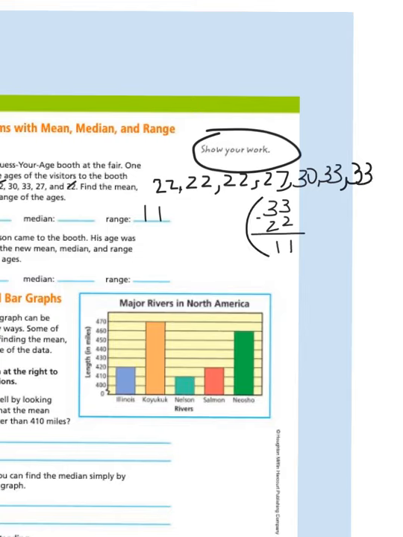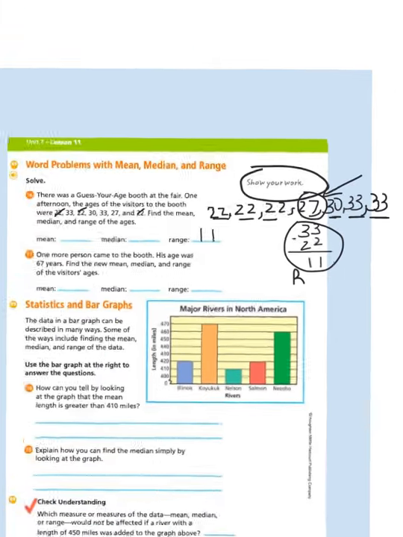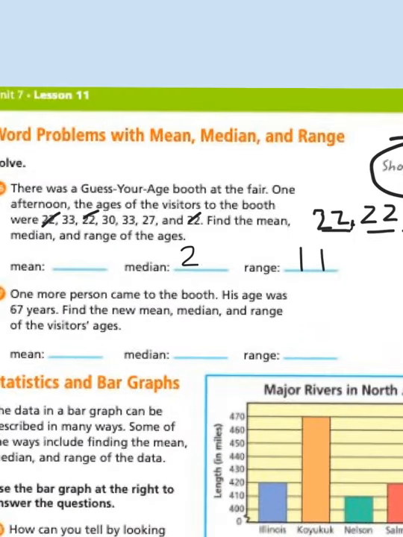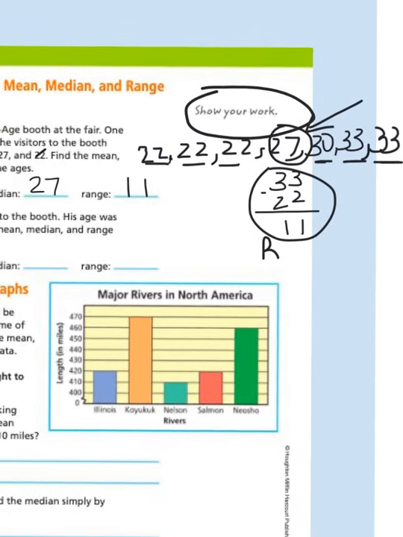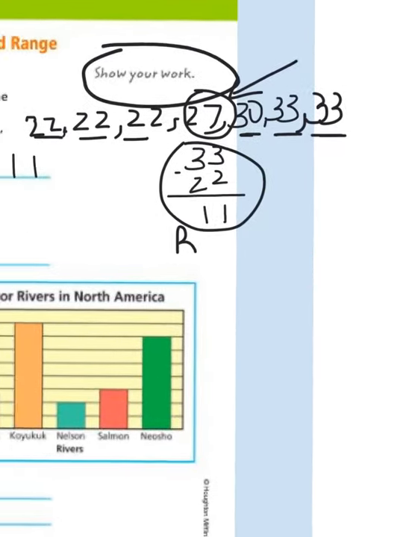So it doesn't change our range. This is still the same. But it does change our median because now there are 7 numbers. And so I would have 1, 2, 3, and then this would be my middle number, and then I have 3 more on the other side. So that is in the center. So that means the median is 27. And then a little harder one is the mean, and we have to add all these up.